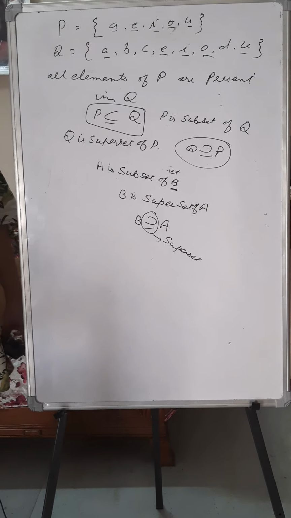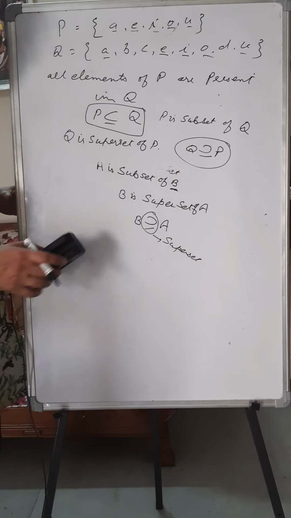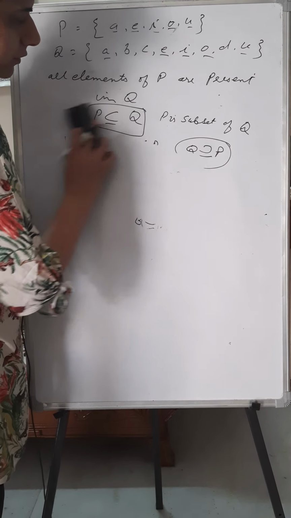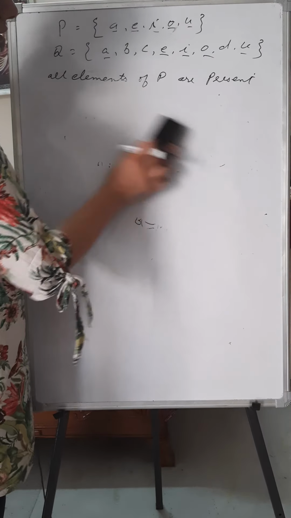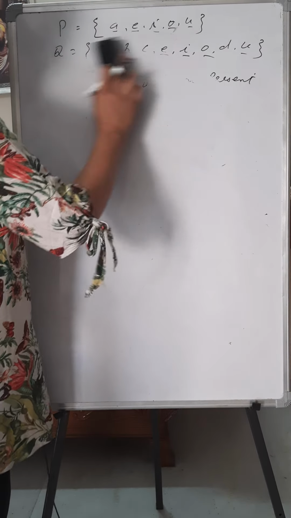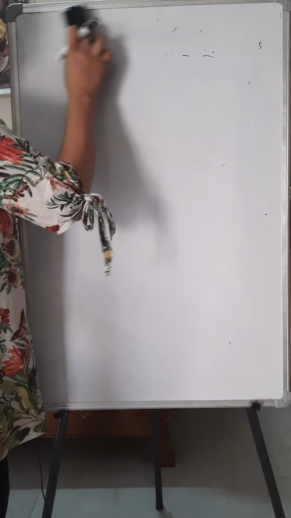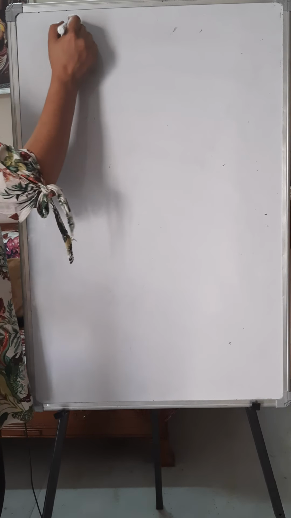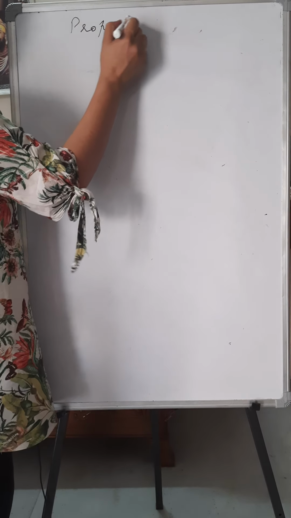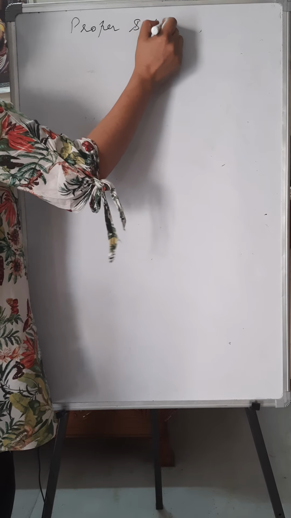The next is a proper subset. Subset means the elements of one set belong to the other, then one set is a subset of the other. Proper subset.